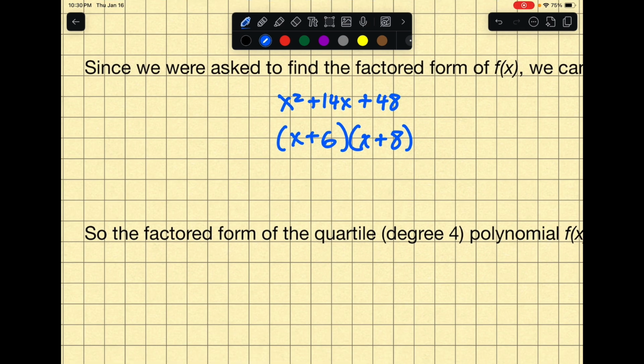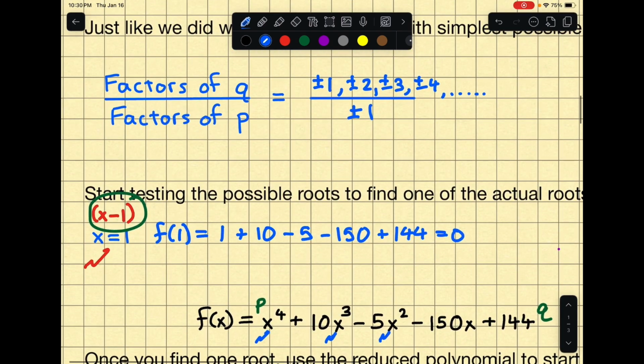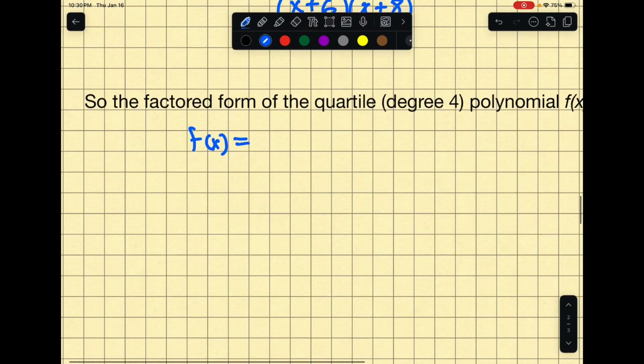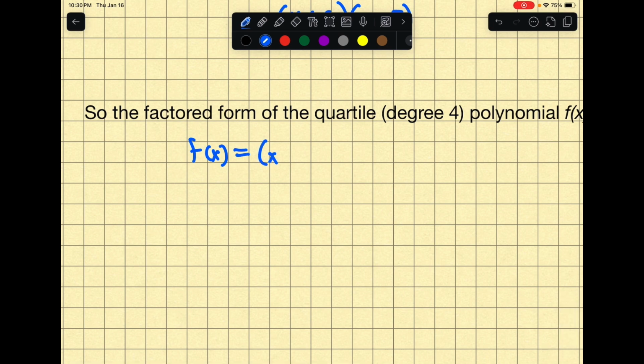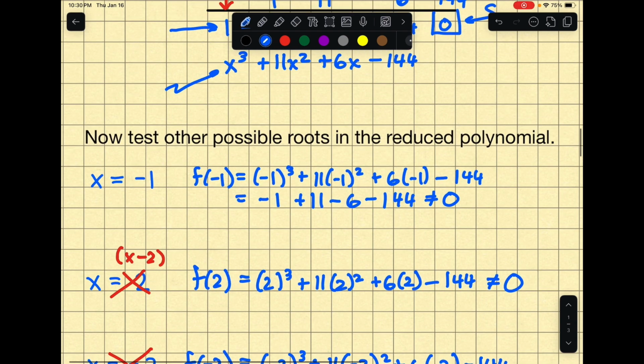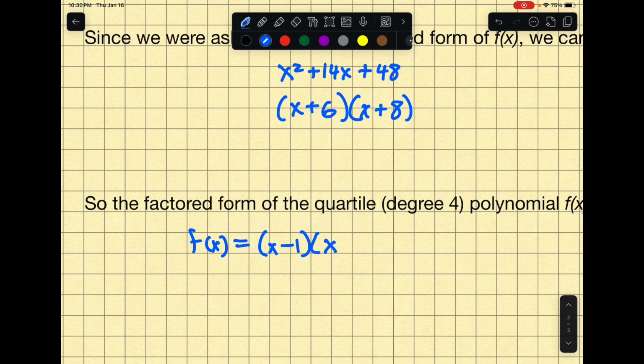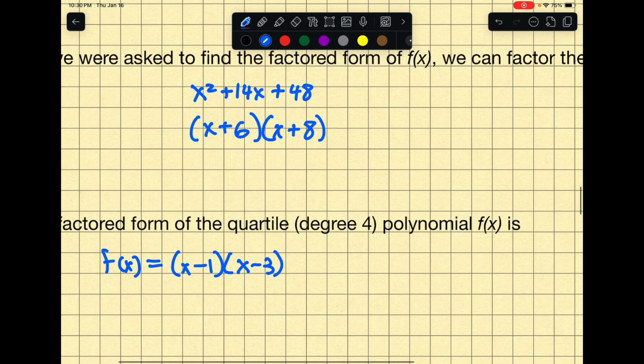Now we want to piece it all together. The factored form of that quartic is f of x is equal to, okay, remember the first factor we found way up here when we tested x equals 1 and we got 0 is x minus 1. So I'm going to scroll down and say x minus 1. And then the next factor we found after a lot of painful testing was x minus 3. And then the last two factors we got from our quadratic would be x plus 6 and x plus 8. So 4 factors in a degree 4 polynomial.